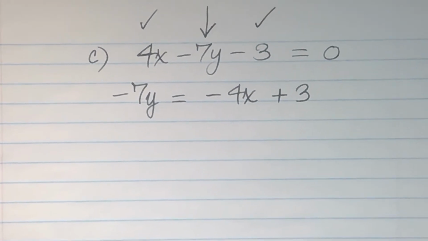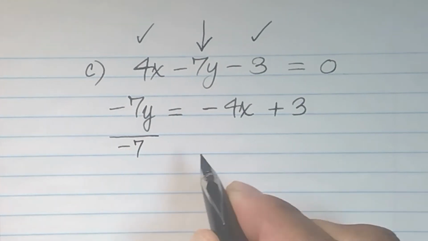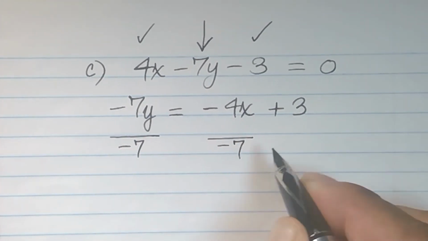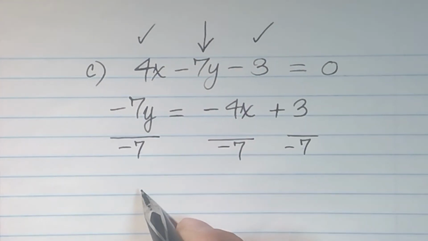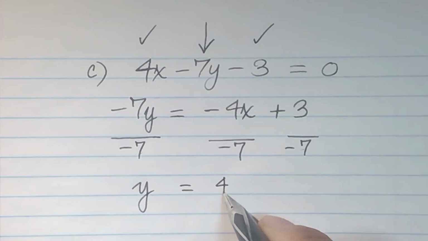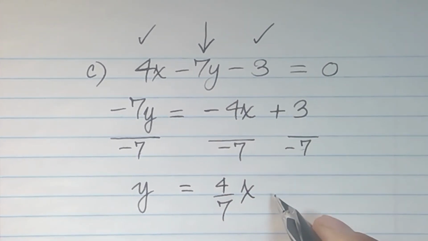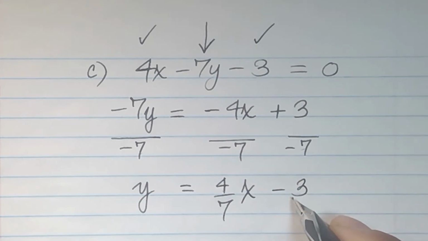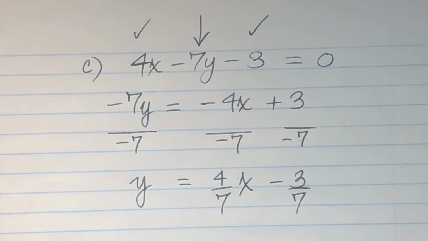I now need to get rid of the negative 7. So I'm going to divide both sides by negative 7. Negative 7 divided by negative 7 is y. Negative divided by negative is positive. Positive divided by negative is negative. And now that equation is in mx plus b form.